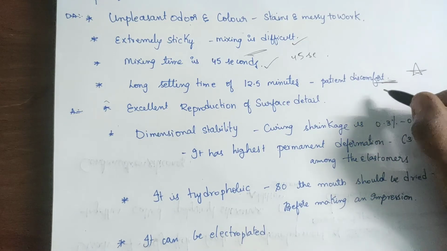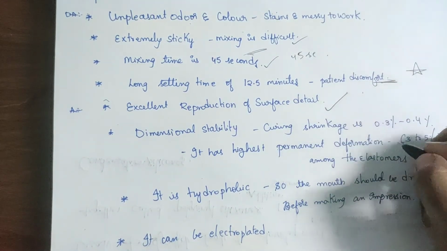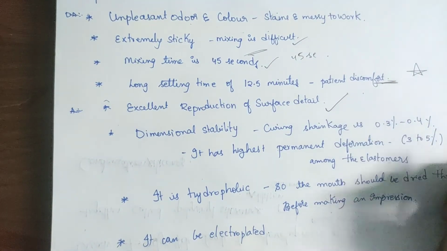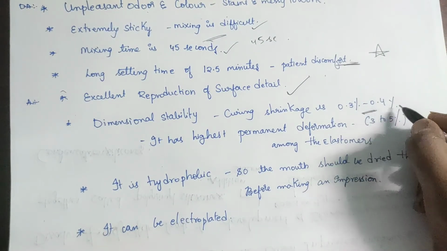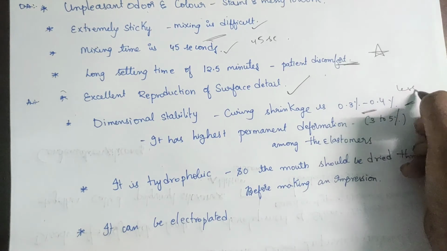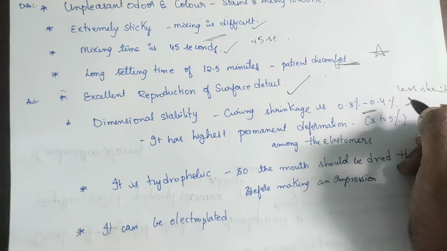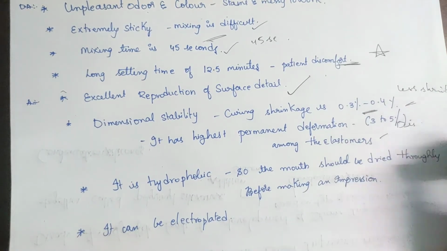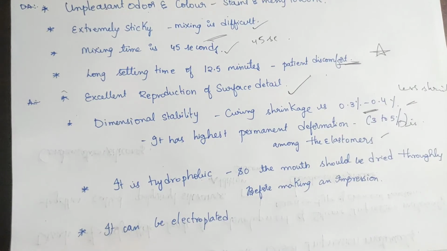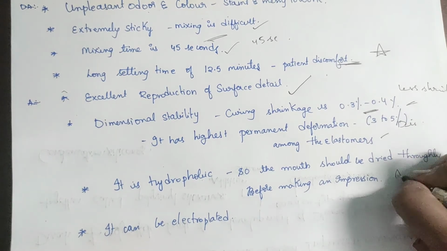And excellent reproduction of surface details is an advantage, right? And for dimensional stability, the curing shrinkage is 0.3% to 0.4%. It is very little shrinkage, and it is an advantage. It has the highest permanent deformation, guys. It is a disadvantage, so it can deform while being taken from the patient's mouth, right? And it is hydrophobic. It is also a disadvantage.